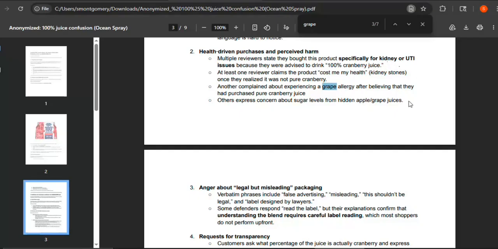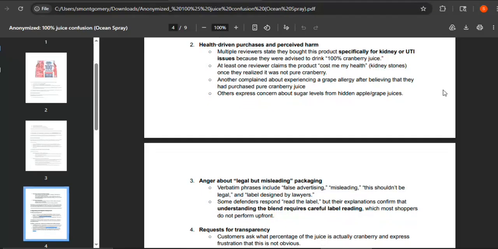And less seriously, others just report concerns about the level of sugar from the hidden grape and apple in the juice. So if somebody is materially deceived by your packaging and harmed by your product, you can get in a lot of trouble for that.